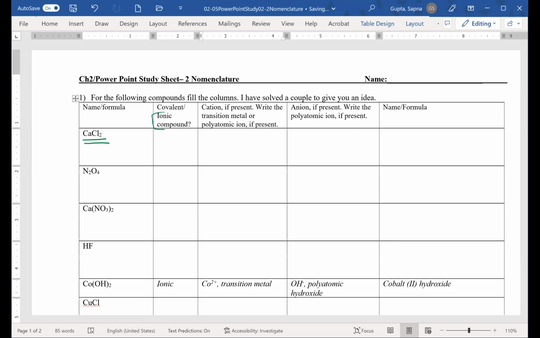So here, how do you identify if something is ionic or covalent? Is by looking at the elements. If there is a metal and a non-metal in there, then the compound is going to be ionic. Okay, it's a given. So metal, non-metal. If it is ionic, it is going to have a cation, it is going to have an anion, because ionic compounds have ions in them. Okay, so once we've established that, now we need to identify the cation.